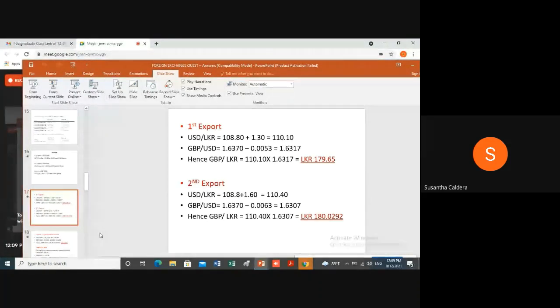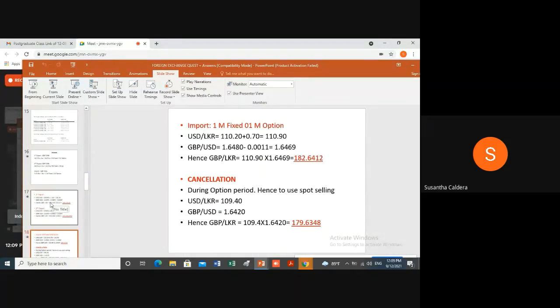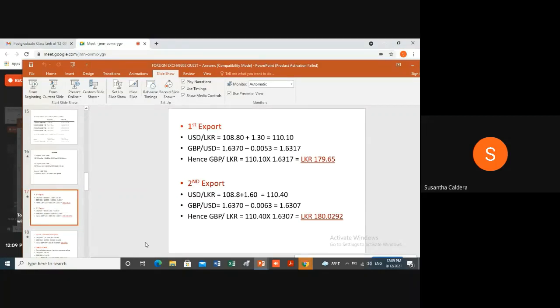Alternatively we have an easier way. Take the difference of these two, 180.0292. Then multiply: 100,000 pounds into 100,000 pounds. What's the rupee amount? 18,002,920. Okay? 18,002,920. Are you there?